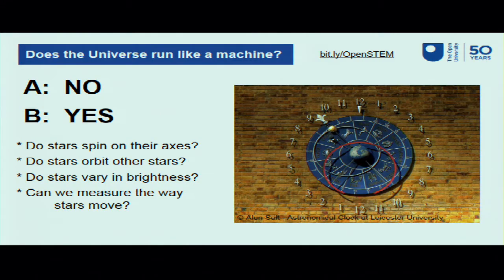So this is my opening question, which is on the Padlet website that Nick mentioned. Does the universe run like a machine? It's a question for you to consider, if you like, and some little subsidiary questions there on the left about how stars might vary, how they might move, and how we might measure that, which might trigger some things for you to think about, and which hopefully I'll give you answers to as we go along. And some of you may recognise the clock there, which is also at Leicester University.